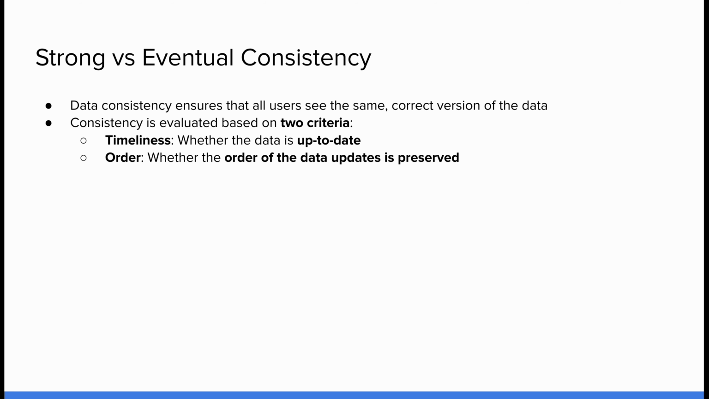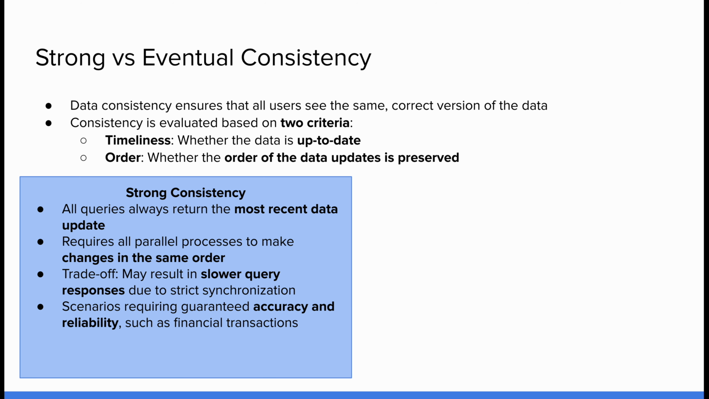So with these in mind, let's look at these two types of consistency models, strong and eventual. Starting with strong consistency, in this model, every query is guaranteed to return the most recent data update. This is achieved by requiring that all parallel processes make changes in the same order. But the strict synchronization, as a trade-off, can slow down query responses because the system has to ensure that all data is up to date before returning that data. So strong consistency, you can imagine, is critical in scenarios where accuracy and reliability can't be compromised, such as in financial transactions.